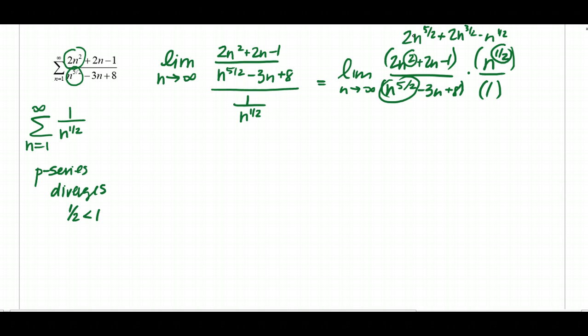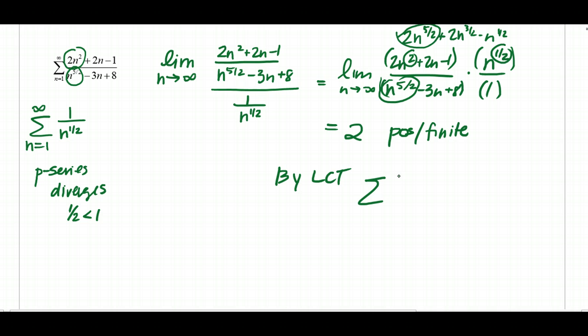So now, in the numerator, the dominating term is 2n to the 5 over 2. So the exponents now in the numerator and denominator, or the degrees, I should say, match. So the leading coefficient is 2 over 1, so this limit equals 2, which is positive and finite. So by the limit comparison test, these two infinite series have the same behavior.